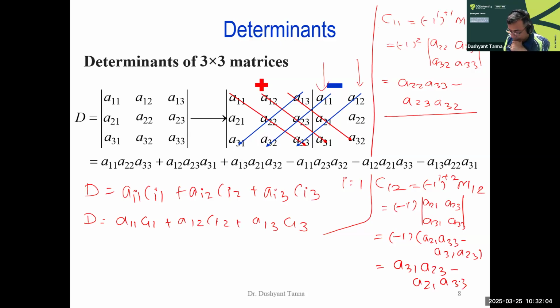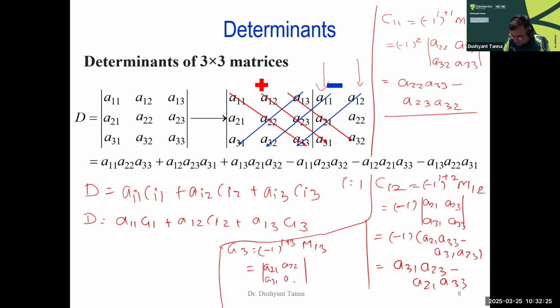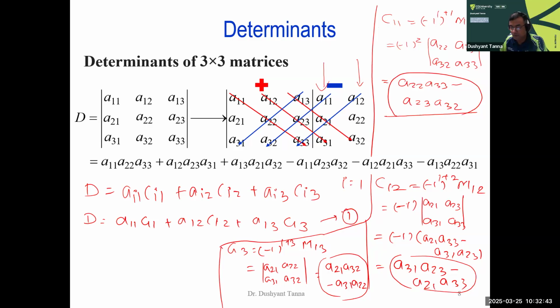Okay, then we go with C13. Minus 1 power 1 plus 3 times M13. That's the minor of A13. So eliminate the row and column containing A13. So that will be A21, A22, A31, A32. And that will give you A21 A32 minus A31 A22. Having obtained them, like C11, C12, and C13, once you plug them back into equation 1 and simplify, you will obtain the same value as this.